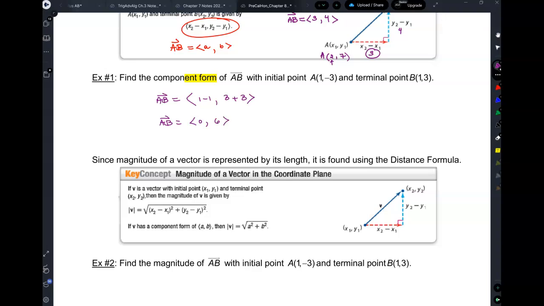Okay, let's see if that makes sense, right? Let's just draw vector AB. The initial point A is at 1, negative 3. B is at 1, positive 3 here. So that's vector AB, right? So let's see, is our component form the correct recipe to draw this? The component form is saying start at the initial point, go 0 horizontally, and then go 6 vertically. Yeah, that's a perfect recipe for this, right? So that is the component form of this vector.